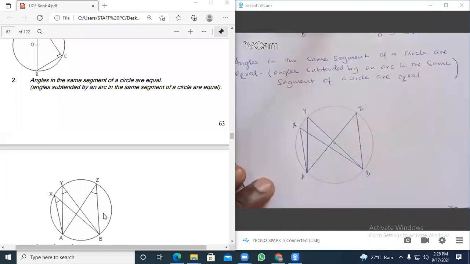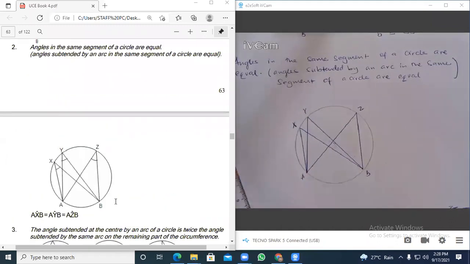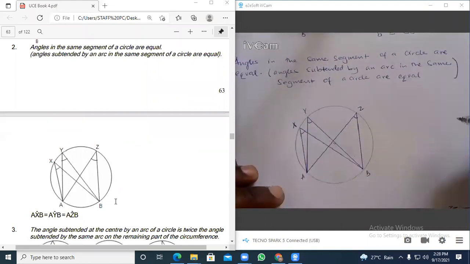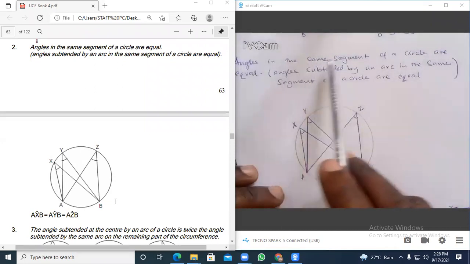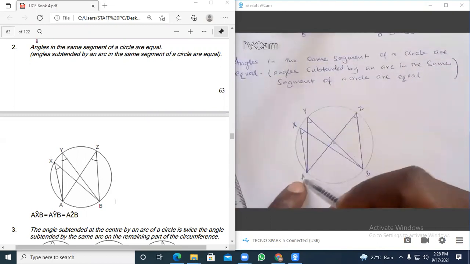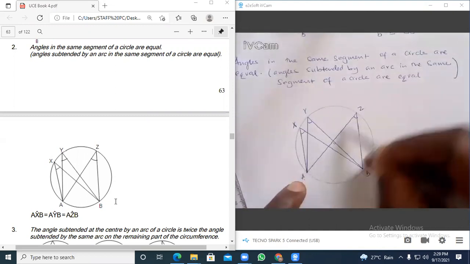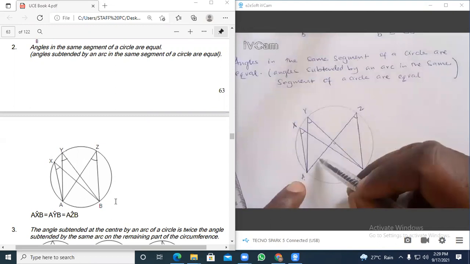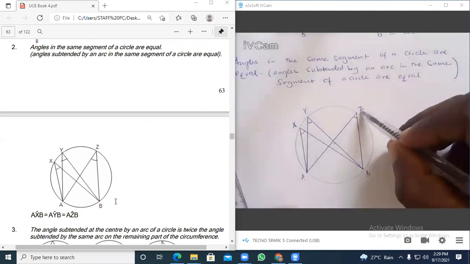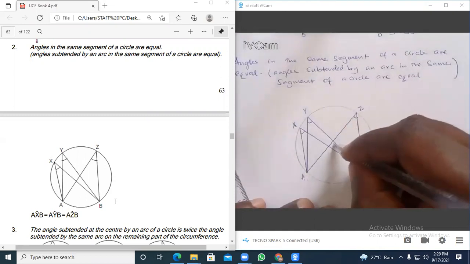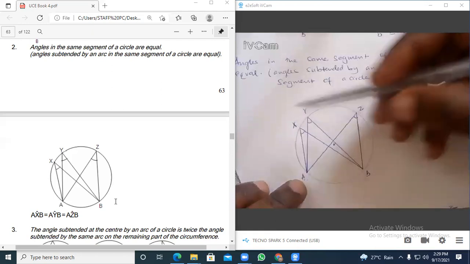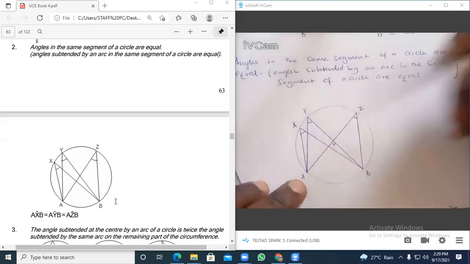Like that. So now what you should know is that these angles are equal. They have said that angles in the same segment of a circle are equal. Now let us look at this chord AZ. Members, are we together? The center is here, of the circle. So the chord AZ creates 2 segments, this segment this side and this other segment this side.